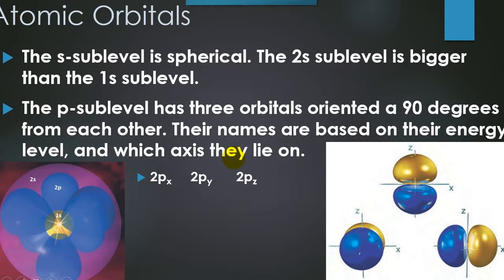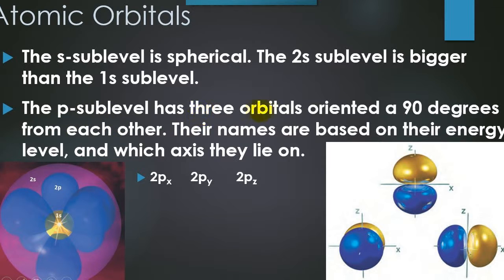The s sublevel is spherical. So how is the 1s sublevel and 2s sublevel different? Well, simply the 2s sublevel is bigger. Here we have the nucleus of an atom. The 1s sublevel is indicated by the yellow sphere, and the 2s sublevel is indicated by the purple sphere.